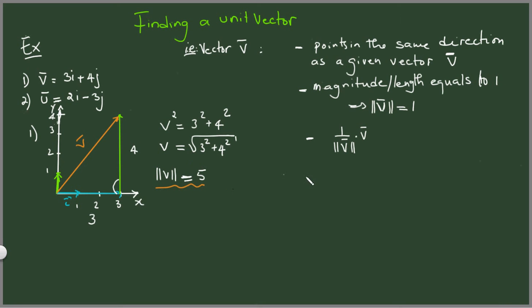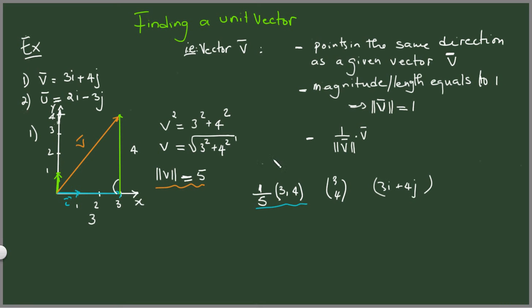Now its unit vector will look like this, according to this formula. The unit vector of this is 1 over 5, that's what we said, 1 over its magnitude times the vector itself, and the vector itself is 3 and 4. You can write it like this, 3 and 4, or in a matrix, or even 3i plus 4j. This is its unit vector.